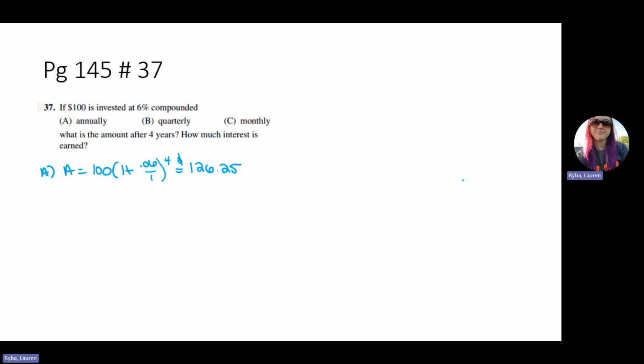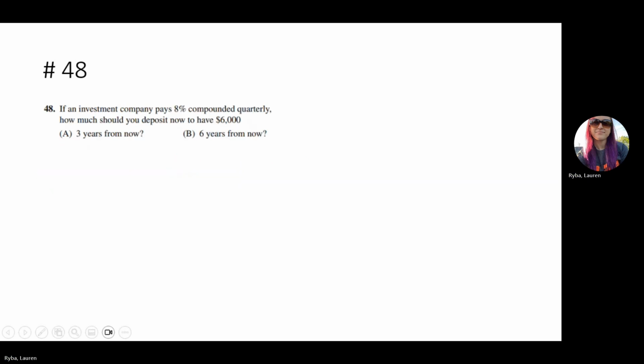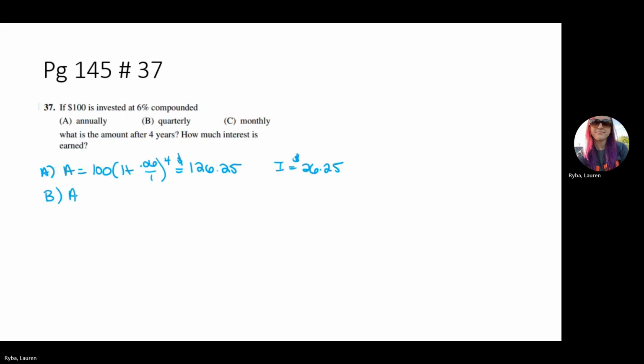Which means if you only put $100 in the account and let it sit, you gained $26.25 in interest. For quarterly, it's going to look similar, except we're now going to divide our annual interest rate of 6% by 4. So that interest of 6% per year is going to turn into 1.5% 4 times a year. 1.5, 4 times a year totals 6%.